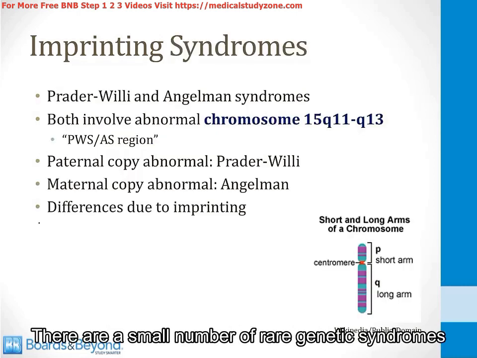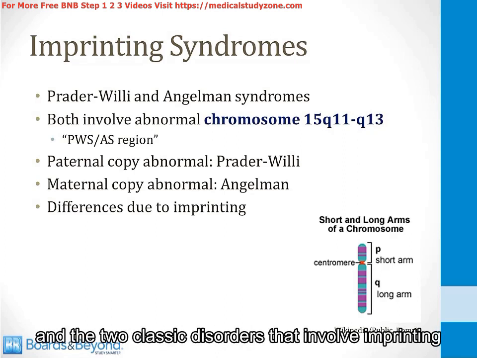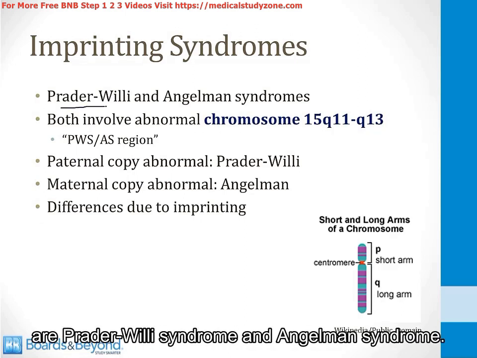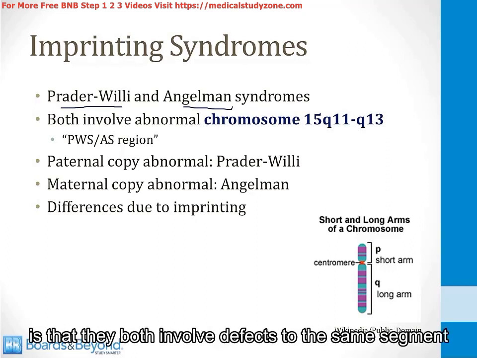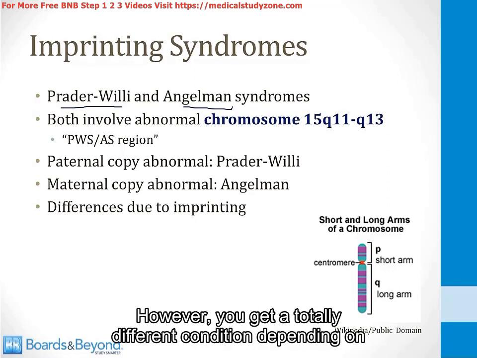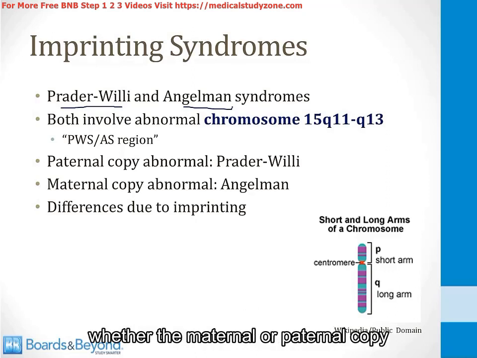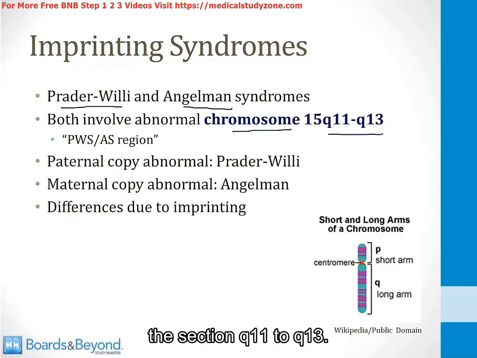There are a small number of rare genetic syndromes that have been tied to the phenomenon of imprinting, and the two classic disorders that involve imprinting are Prader-Willi syndrome and Angelman syndrome. What's interesting about these two disorders is that they both involve defects to the same segment of the same chromosome. However, you get a totally different condition depending on whether the maternal or paternal copy of the gene is abnormal. Both of these disorders involve chromosome 15, the section Q11 to Q13.